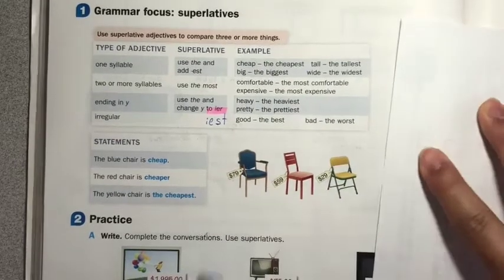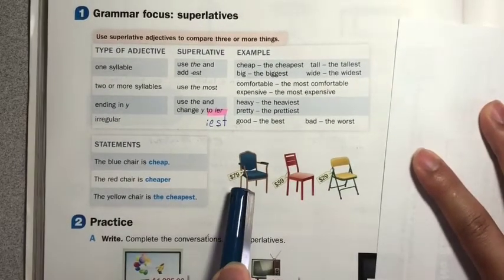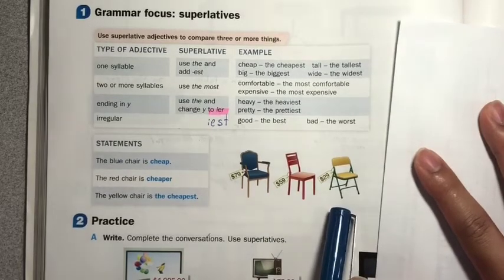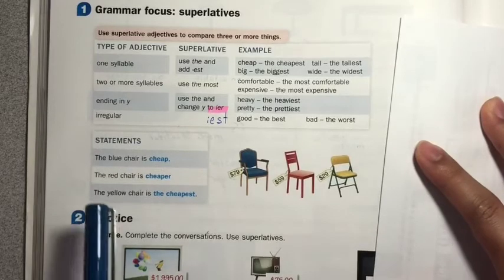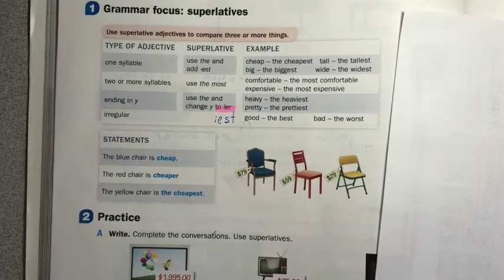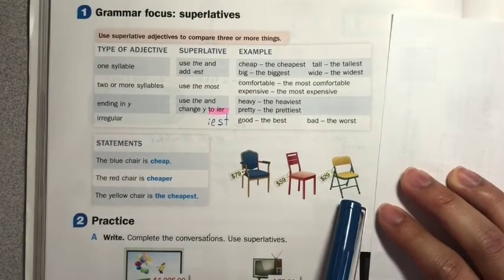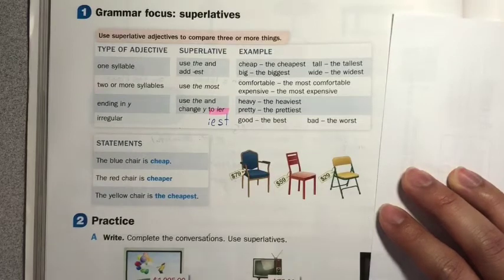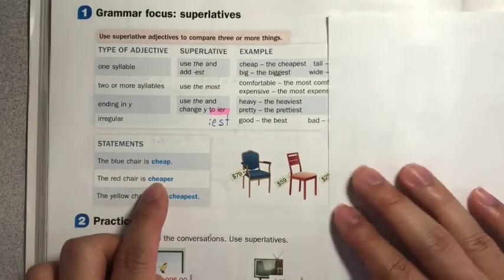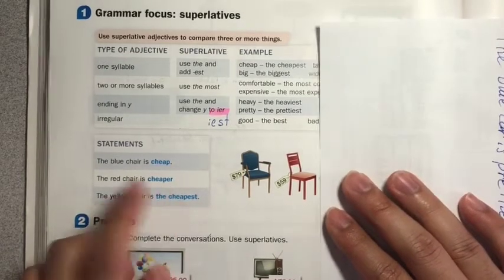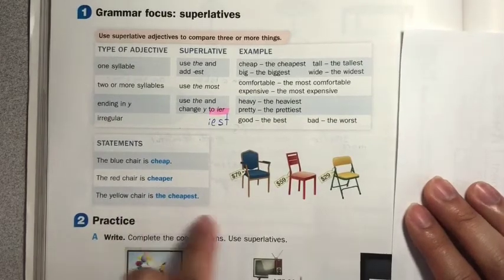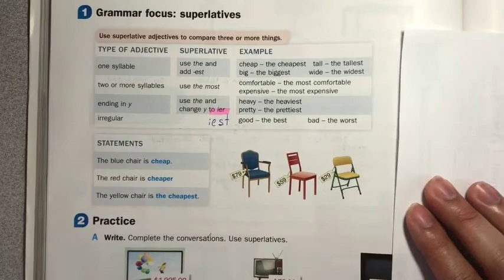But now we have 3 chairs. The blue chair is $79, the red chair is $59, and the yellow chair is $29. We say the yellow chair is the cheapest because it has the lowest price. This one costs the least amount of money. $29 for that chair. This chair is the cheapest. So we use cheaper when we compare 2 things. When we have more than 2 things, we say cheapest. The yellow chair is the cheapest.